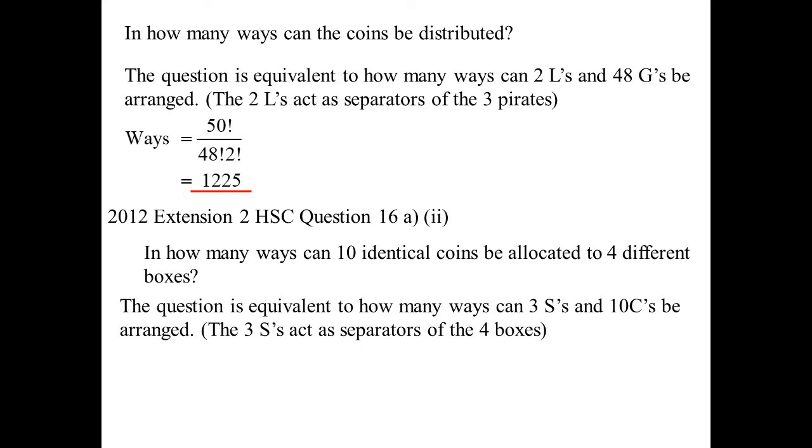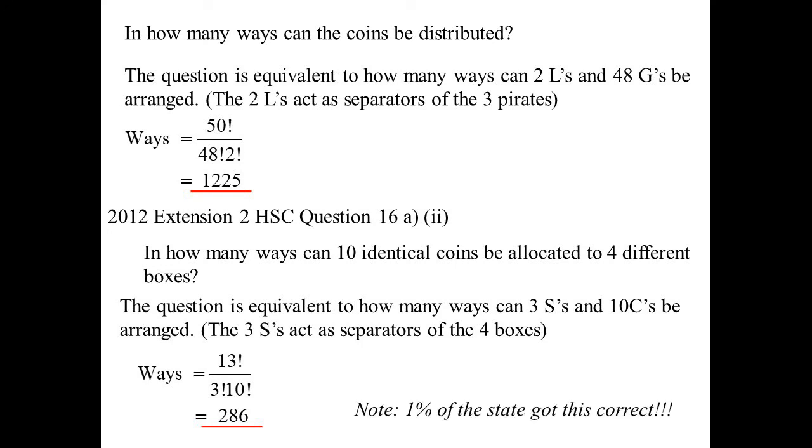So I'll think of the question as 10 C's for the coins, 3 S's. I'm just calling the S for separator. But it's exactly the same question as the one before now. How many ways can I arrange the 10 C's and the 3 S's? Well, 13 factorial on 3 factorial, 10 factorial, 286. Like I say, that was an extension 2 probability question. Question 16, which is the last question on the paper, 1%. 1% of the state got that correct.